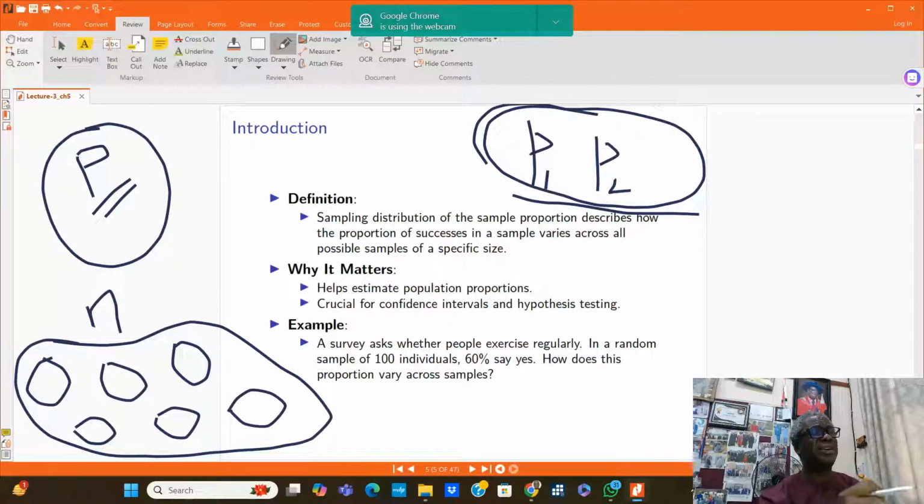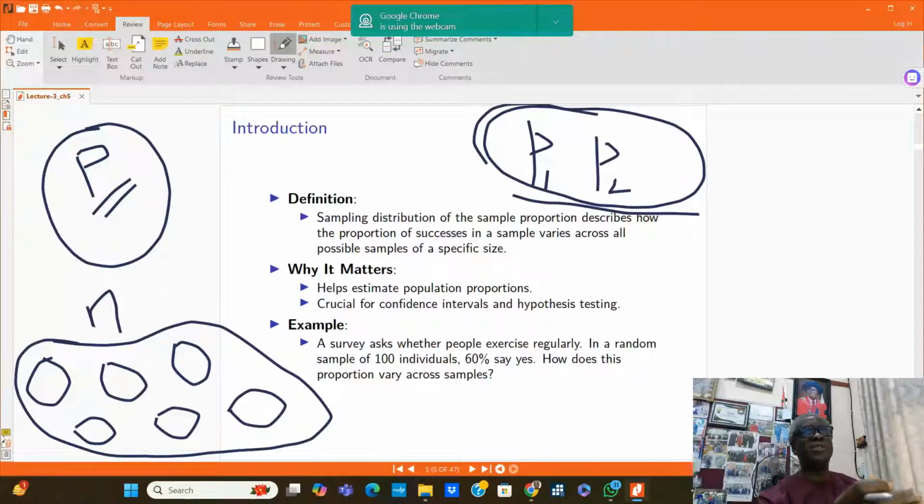That is coming from the sample of 100. Of course, we don't know yet what the population size is, but from the sample of 100 that we have taken, 60% claim yes, that they exercise regularly. From here, we want to know how this result will vary across repeated samples.